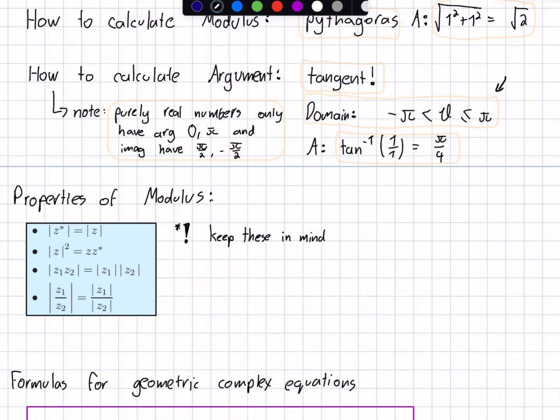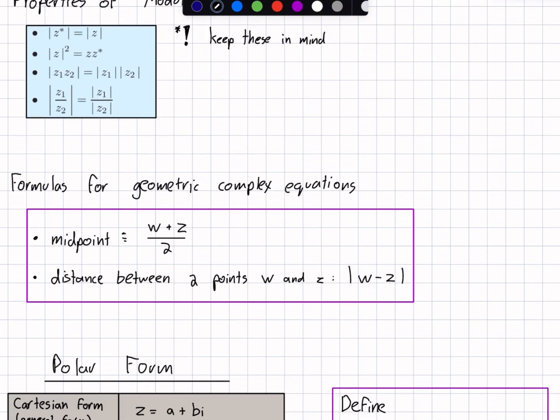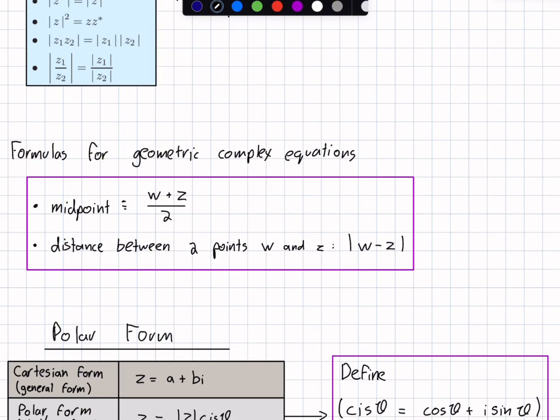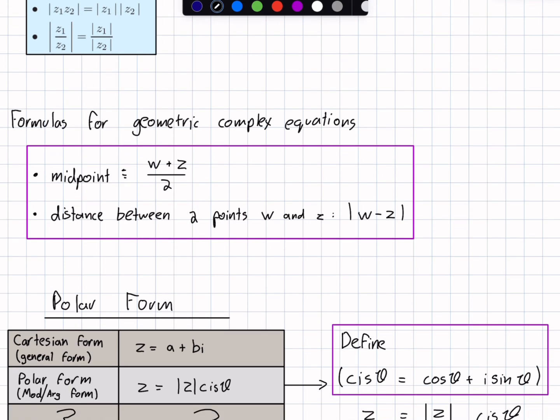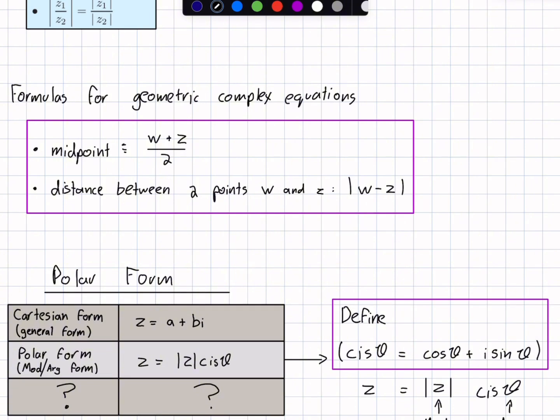Here are a few properties of the modulus. They're pretty rudimentary and straightforward, but you can pause and take a look at them nevertheless. And here are some revision formulas for geometric equations. So, if you want to calculate the midpoint of two complex numbers w and z, it will just be w plus z over 2, and the distance between them will be simply w minus z under the modulus sign.